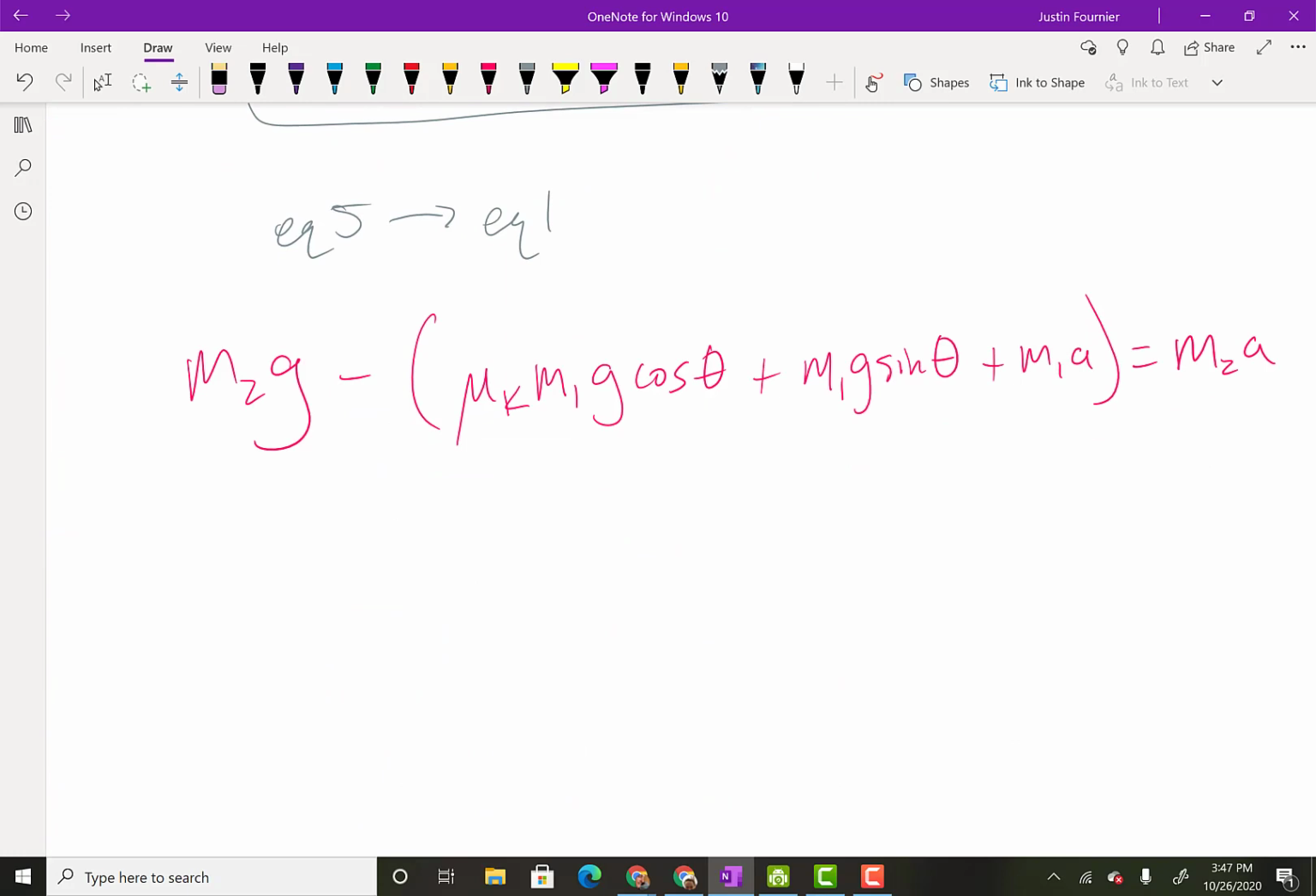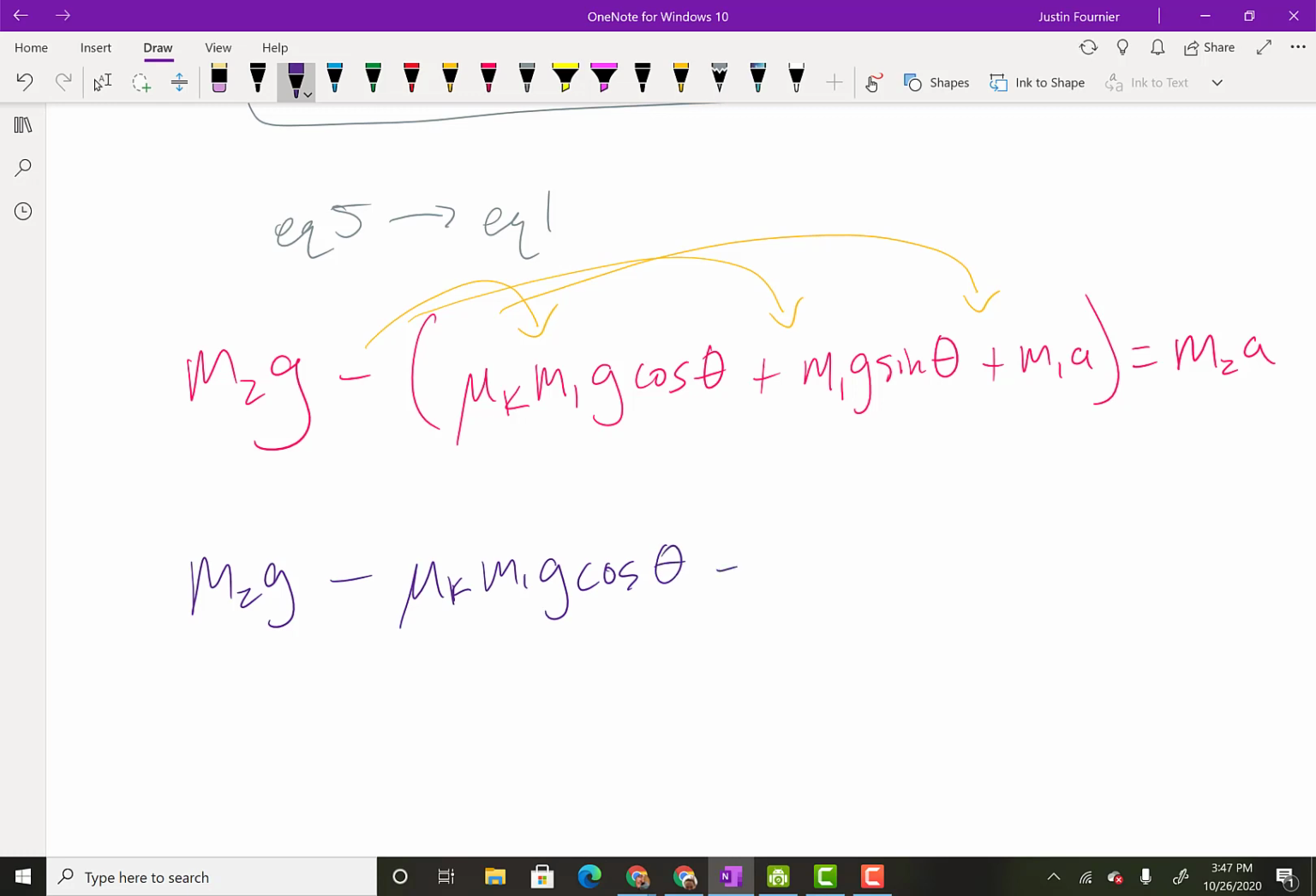Okay, so next up I want to be careful. I want to distribute this negative sign to all 3 of my terms here. So that's going to give me m2g minus mu k m1g cosine theta minus m1g sine theta minus m1a equals m2a. So now I'm going to add m1a to both sides. This cancels, and then I'll have m2a plus m1a.